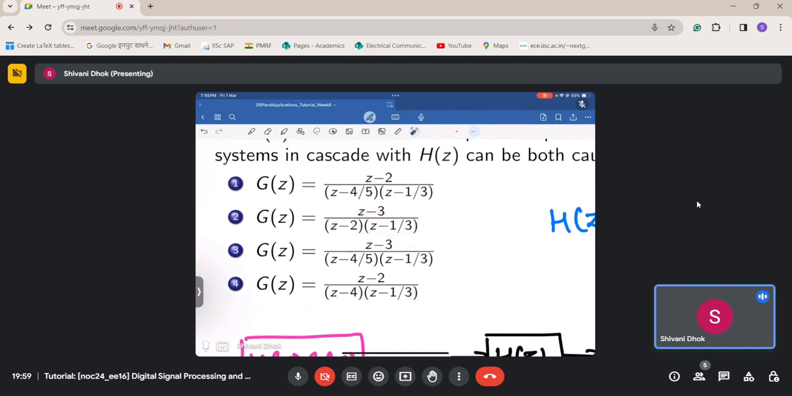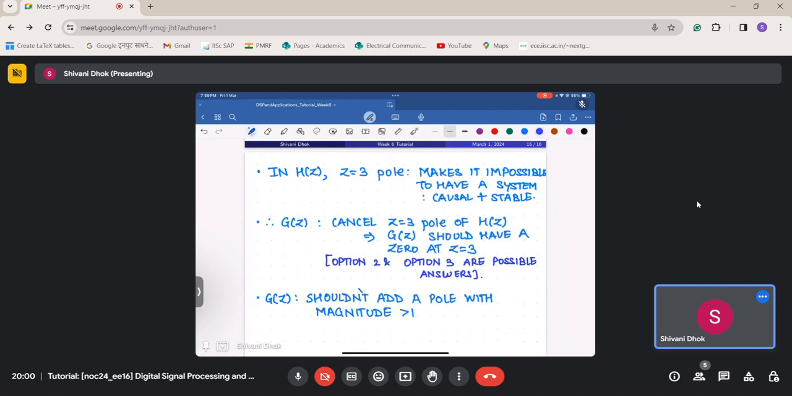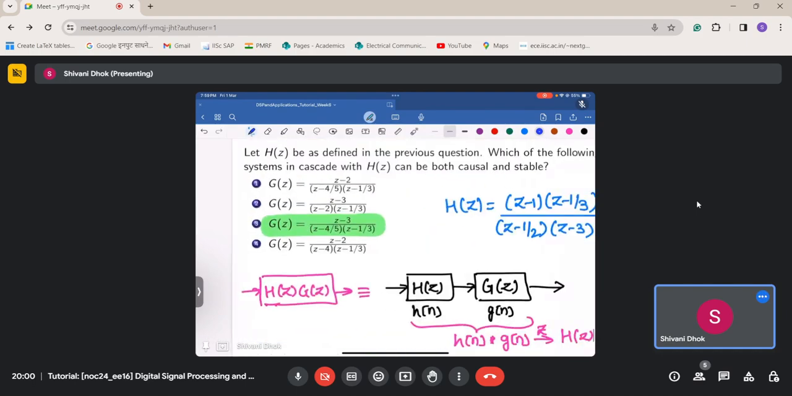Now let us look at the third possible answer. We have this zero here, and the poles are at z equals 4/5 and z equals 1/3, which means that both of the poles of this function are inside the unit circle. Also, it is cancelling out the troublesome pole of my H(z), and therefore this option is my answer. So option 3 survives. This option 3 is our answer.